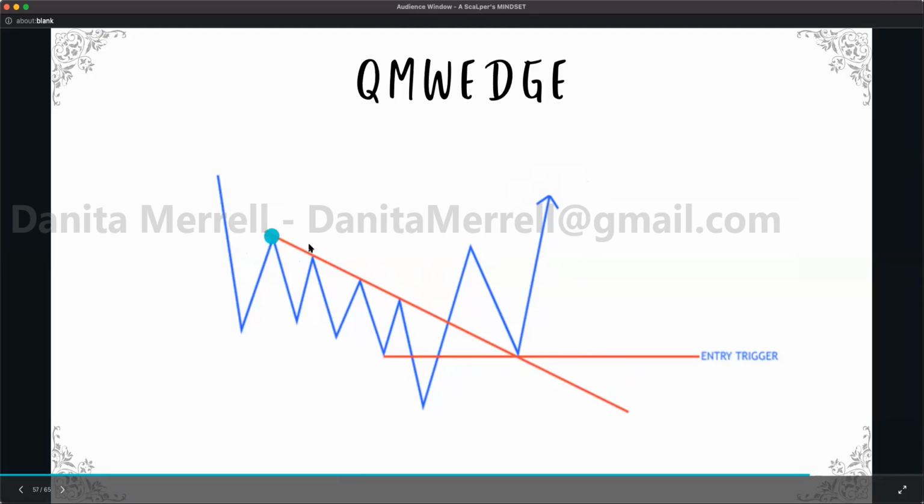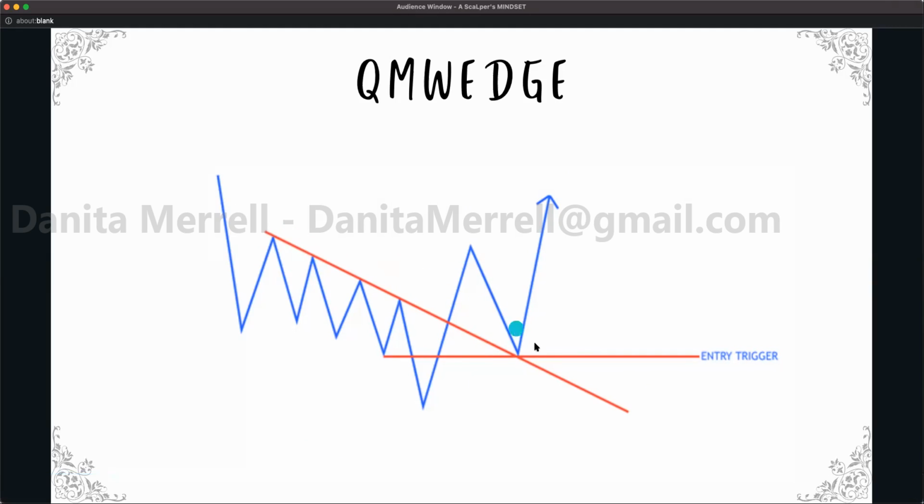Now on the QM wedge, typically I like to see 1, 2, and then as the entry for my third tap, okay? And then I have obviously my trend line here. I mean my QM level here, okay? So let's take a look at an example. And remember, this is a bullish wedge and the opposing would be a bearish, obviously, okay?